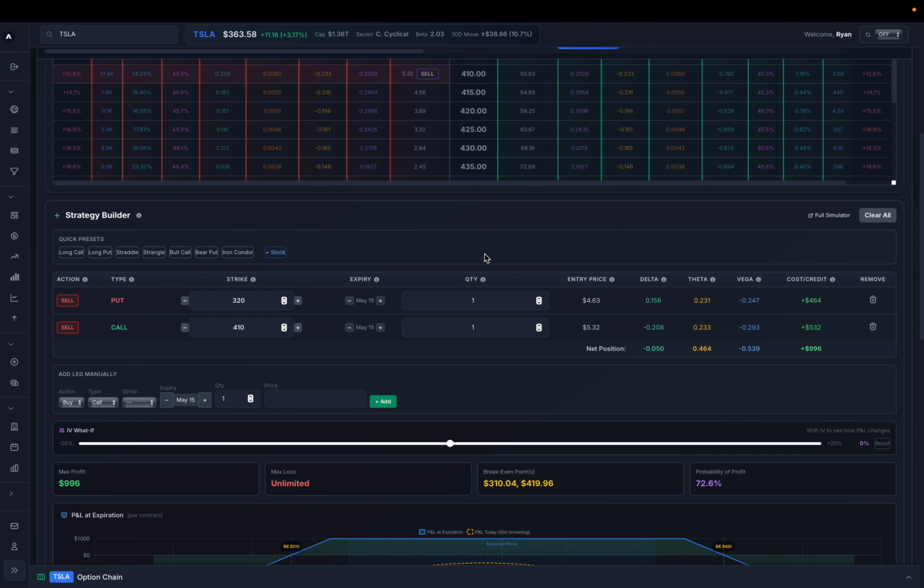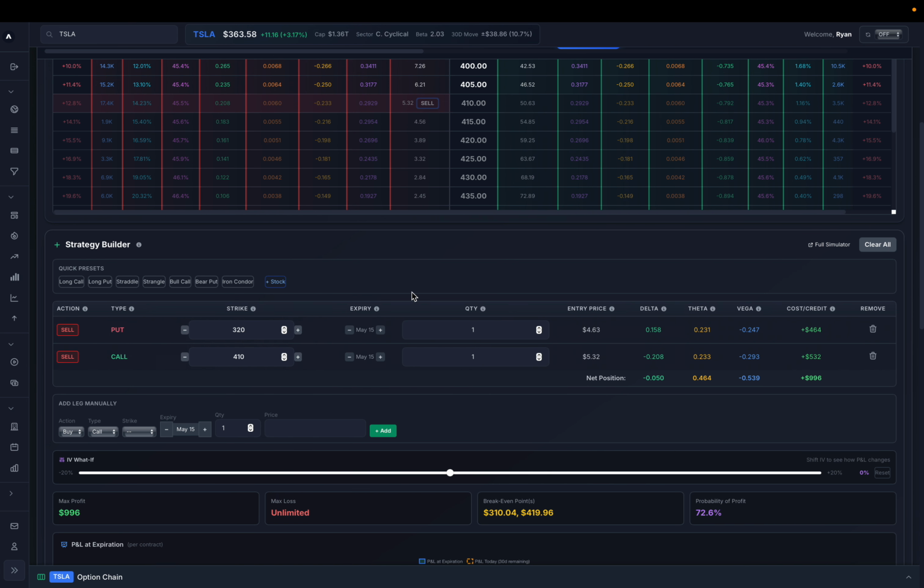Once you do click on a strike, you get the strategy builder here. So this shows us the action that we've taken. So we've sold a put and a call. We've sold the put at 320 and we sold the call at 410. The expiration that we've done that within, how many we've sold, the entry price of the strike, and then the delta, which for this is fairly delta neutral, five deltas to the upside, and it shows us the credit that we would receive for that there, alongside theta for the day, so 46 cents a day, plus the Vega there as well.